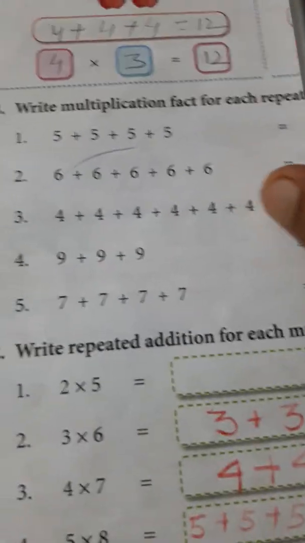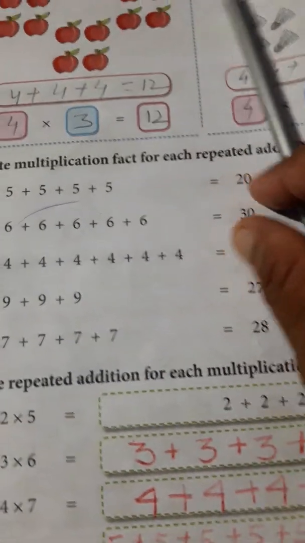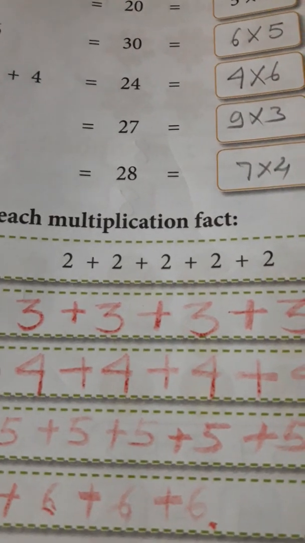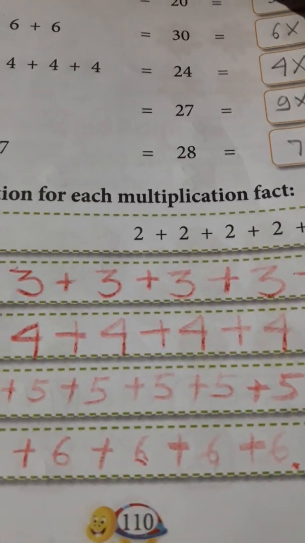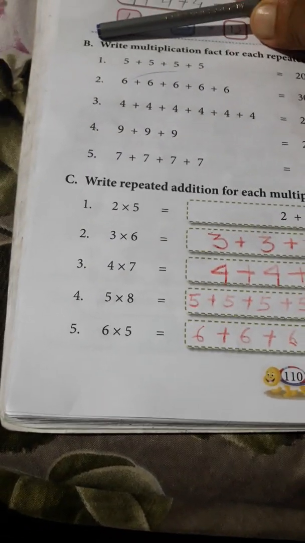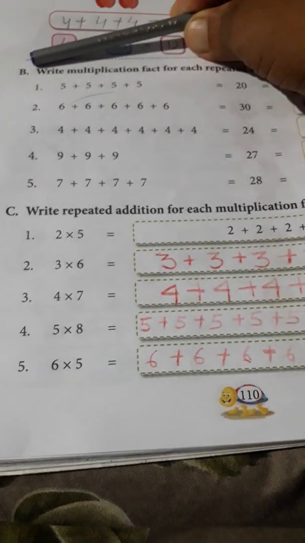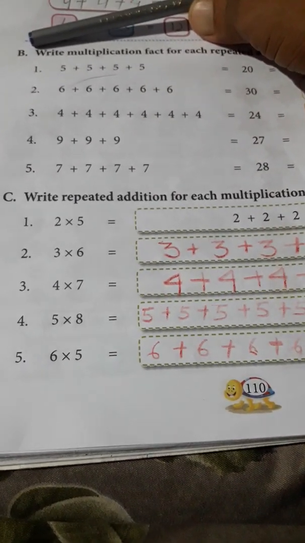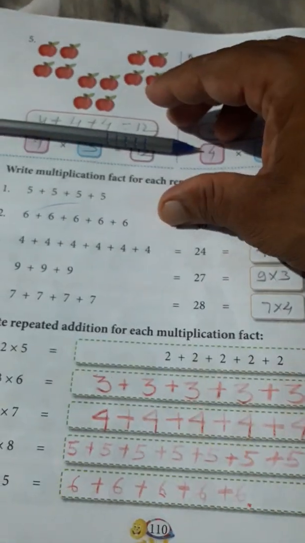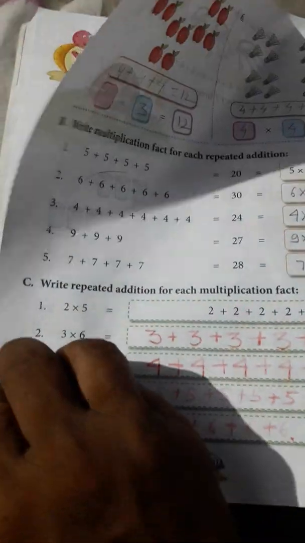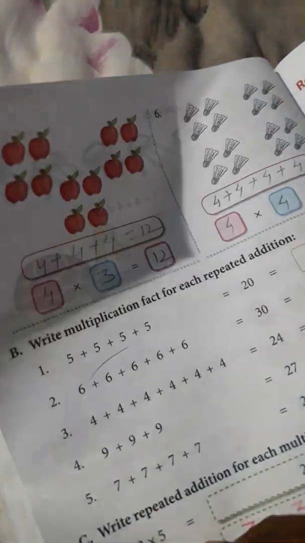In this way you have to solve these questions, that is, write a multiplication fact for each repeated addition, and the second question is write repeated addition for each multiplication fact. So by practicing such questions you can get a satisfactory result of multiplication as a repeated addition. I think it will help you a lot in solving all the questions belonging to this chapter in your textbook.